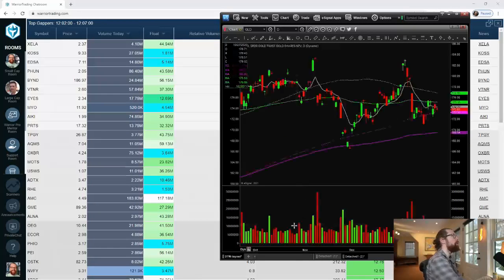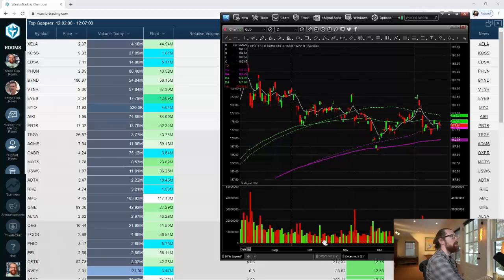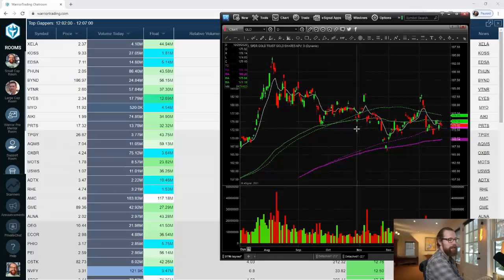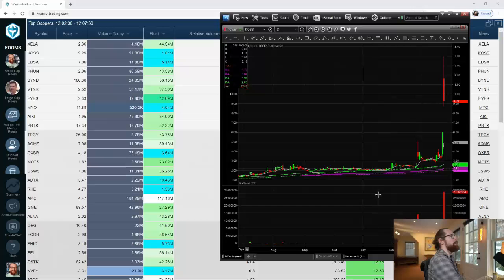And I showed you the gold chart, which gaps a lot. The stock, or the ETF, gaps up and then gaps back down. But today we had, well, let's look at COSM, because this was one of the ones that I traded.